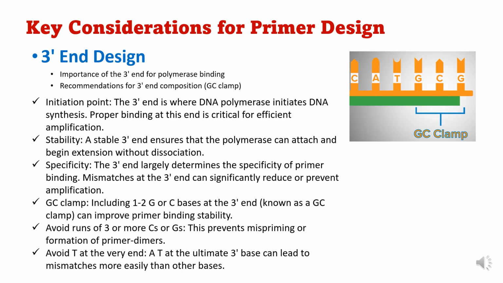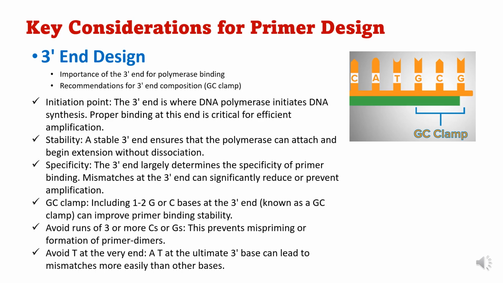The mismatches at the 3' end can significantly reduce or prevent amplification. The recommendation for 3' end composition, which is often referred to as the GC clamp, is including 1 to 2 G or C bases at the end. This can improve the primer binding stability. This prevents mispriming or formation of primer dimers.